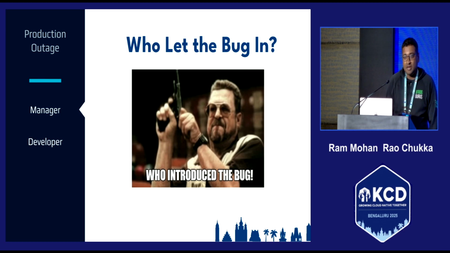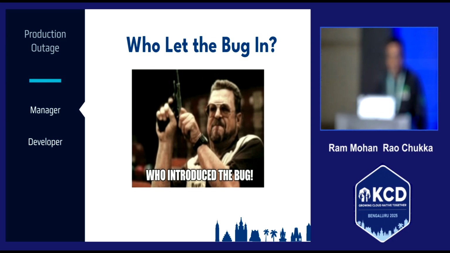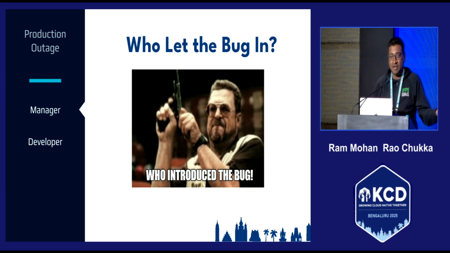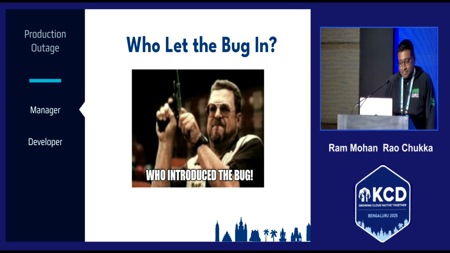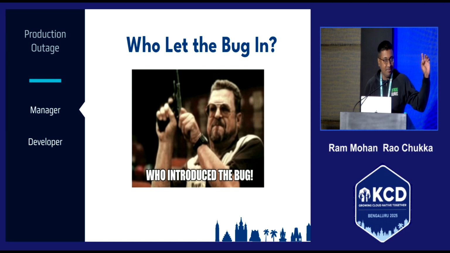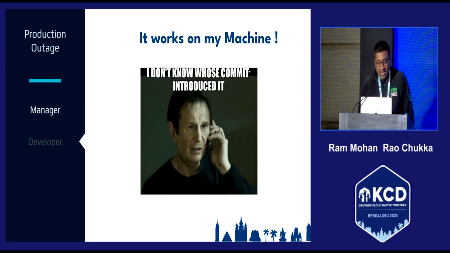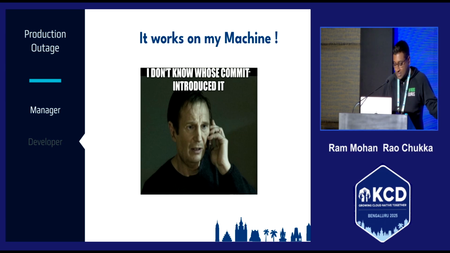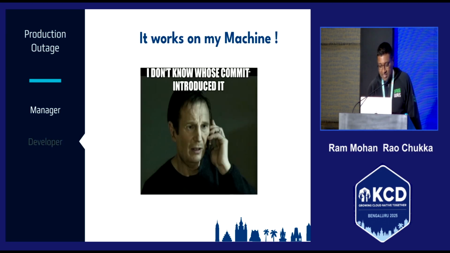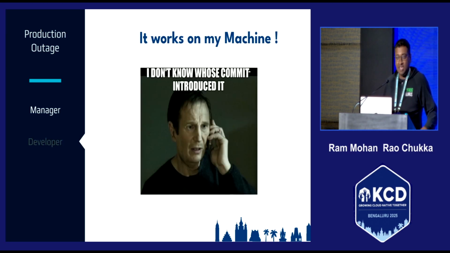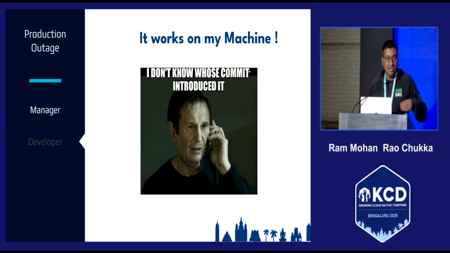Have you ever, fortunately or unfortunately, had a production-grade outage due to a bug that you have actually introduced? Okay, I've done it many times. The manager would ask who has actually introduced the bug? And the developer would say, hey, it works on my machine. I don't know, okay? But let me check who has actually introduced the commit or introduced the bug.